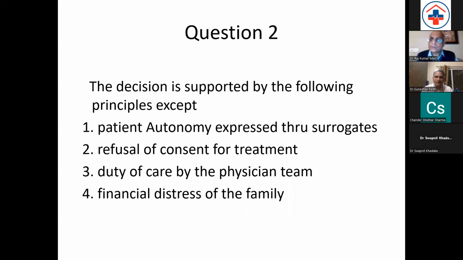That's a separate issue. Ethical decision making towards the end of life, particularly for withdrawal or withholding of life support, is based on patient autonomy as expressed through either an appointed surrogate or the next of kin. Refusal of consent for continuation of treatment, which is what the family did on behalf of the patient. And duty of care, this is not a menu card you offer to the family and they tick one and you follow. That's not it. You properly counsel and inform them and help them along in the right decision making, which is what is beneficence.